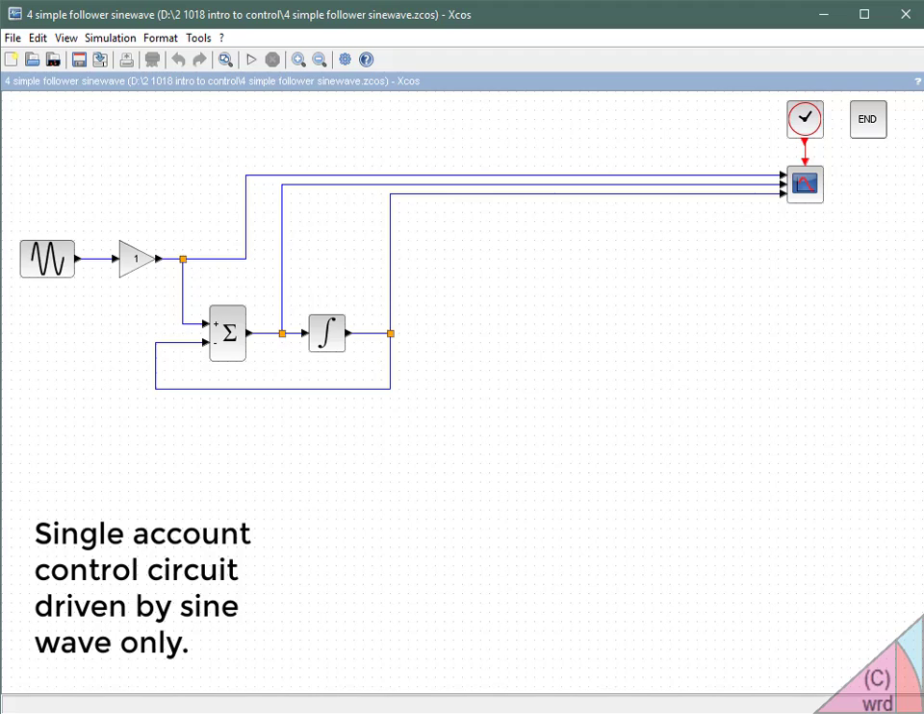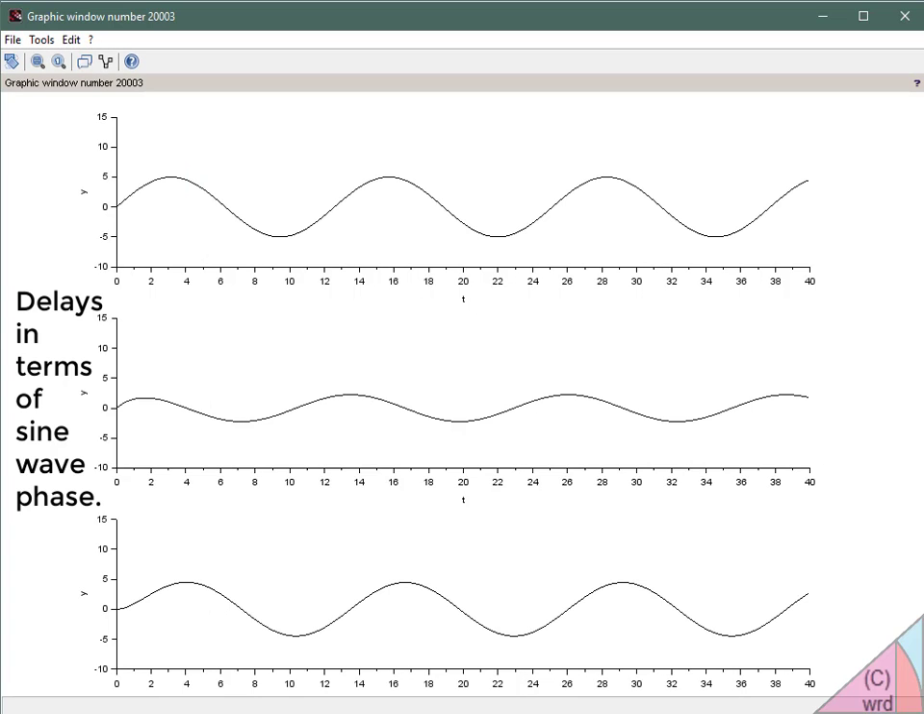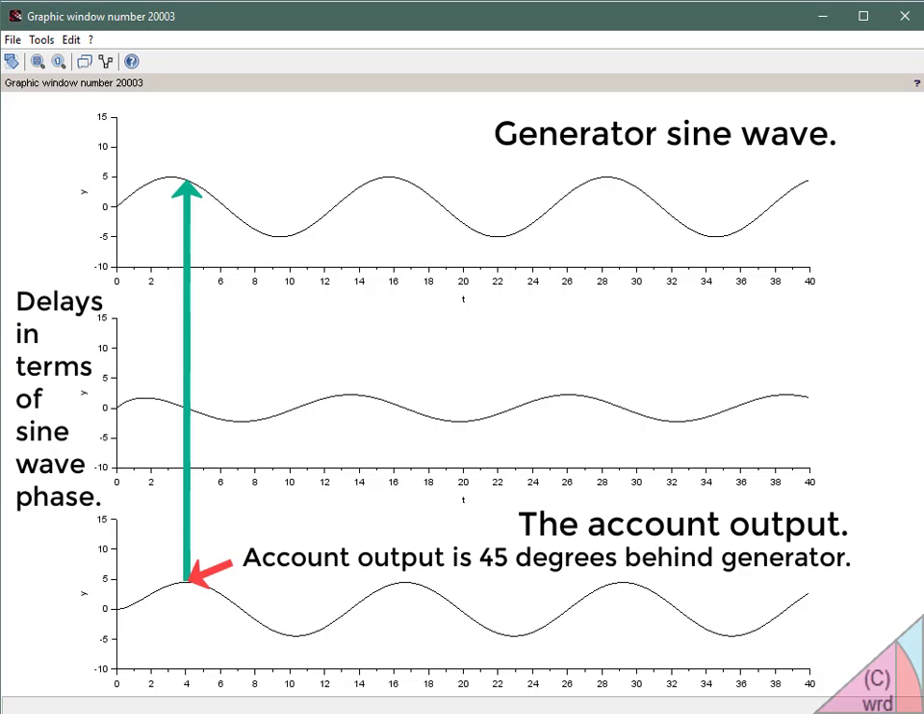Let's return to our single account control circuit and drive it with sine wave, not a step function schedule from Signal Builder. We remember that when we tried to get the output of the account to follow our stepped goal signal, there was a delay of 3 time units in the waveform. Now let's see this delay in terms of sine wave phase. Trace 1 is our drive for this follower arrangement, its goal. The account output, trace 3, follows the drive by around 45 degrees. This corresponds to the 3 time units of delay from when we were just using steps.